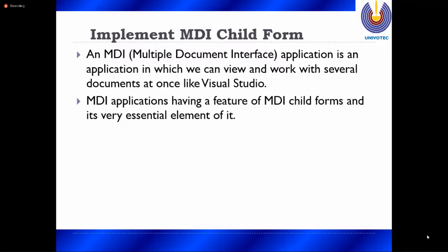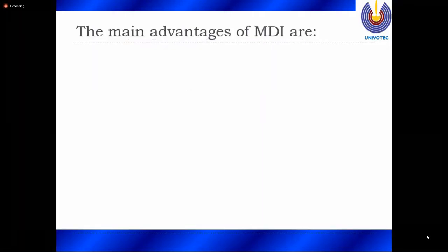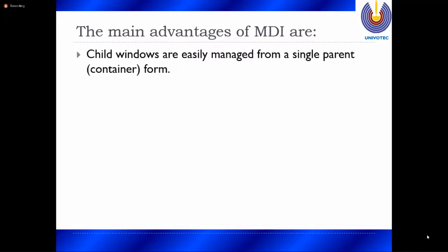The parent and child relationship. The main advantage of the MDI form: what is the advantage? Child windows are easy to manage from the single parent. Your parent keeps everything for you, watches everything. Without the parent, no one is monitoring for you. Child forms are easy to manage from the single parent, the main form. That's the advantage.